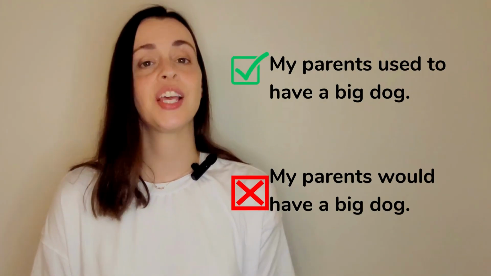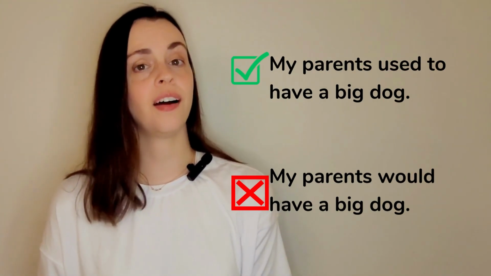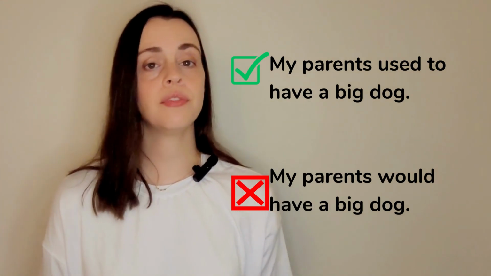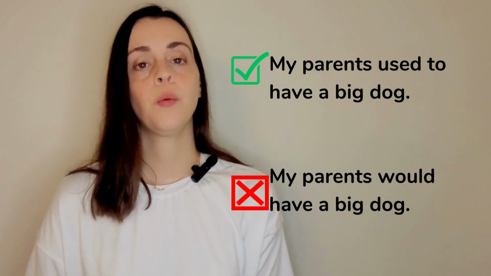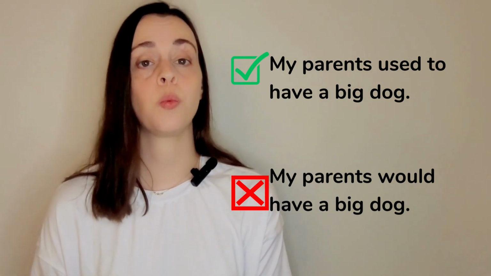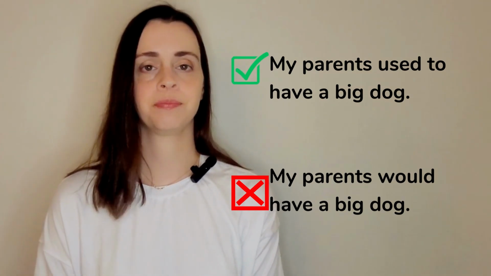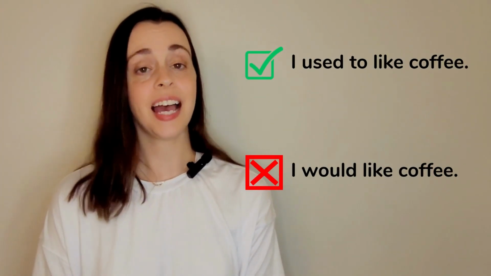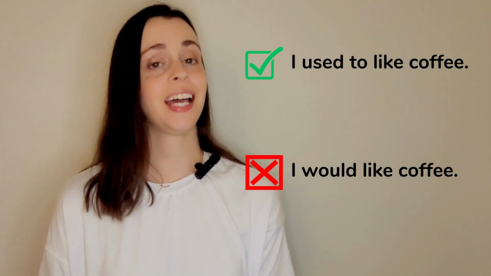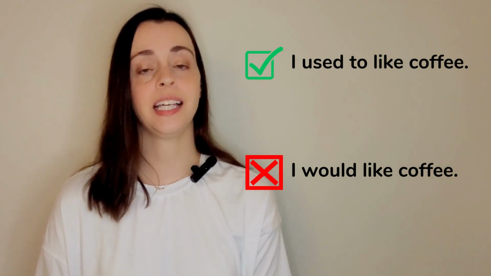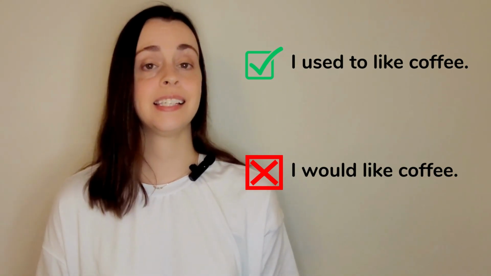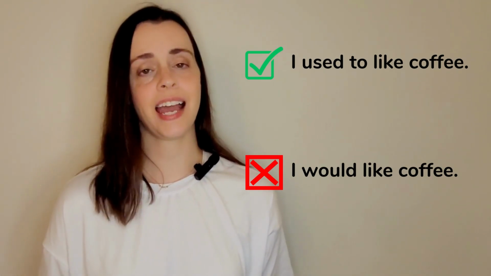My parents used to have a big dog. Have is the verb, so we cannot use have with would. We cannot say, my parents would have a big dog. For our last example, I used to like coffee. We cannot say, I would like coffee. Like is a state. It is not an action.